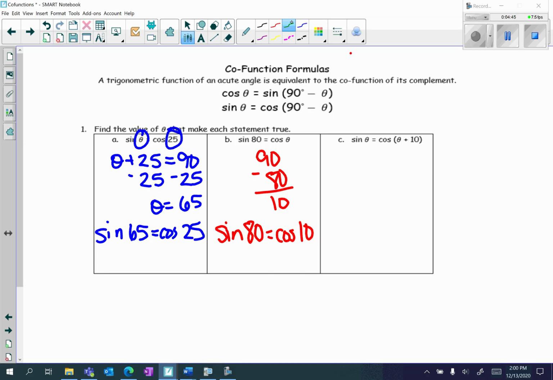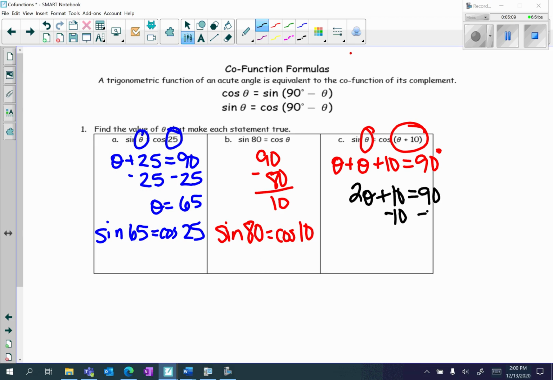Look at C. Sine of theta is equal to cosine of theta plus 10. So all I'm going to do is take theta and theta plus 10, add them together, and equal it to 90 degrees because, again, they're complementary. Think of theta as x, so if we have theta plus theta, think of it as x plus x, so we really have 2 theta plus 10 is equal to 90. Subtract 10 on both sides. 2 theta is equal to 80, divided by 2. We get theta is equal to 40.